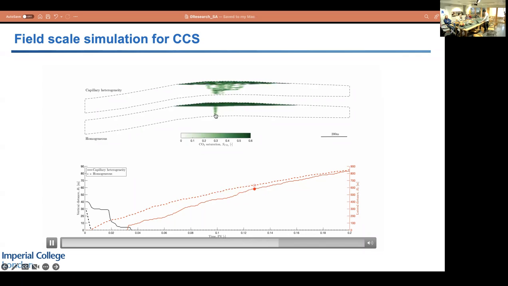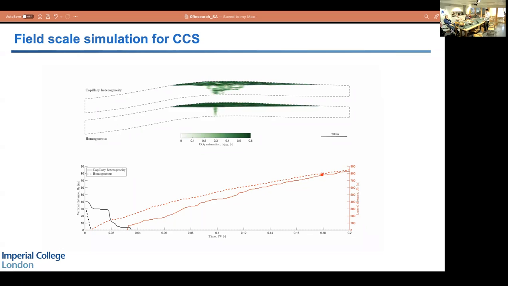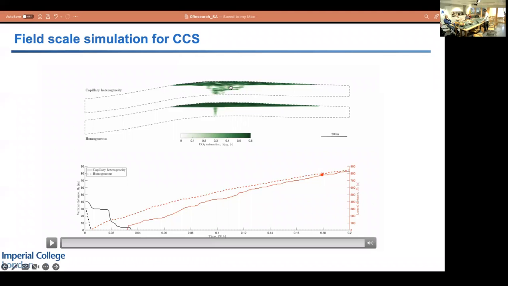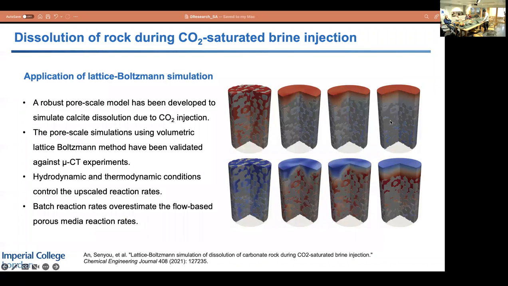So when we inject the CO2 here, if it's homogeneous, it just reaches the top very quickly. But if it has some capillary heterogeneity, how does the CO2 distribute in this reservoir? Okay, if you are interested, we can discuss more about this kind of project. I just quickly go through them.